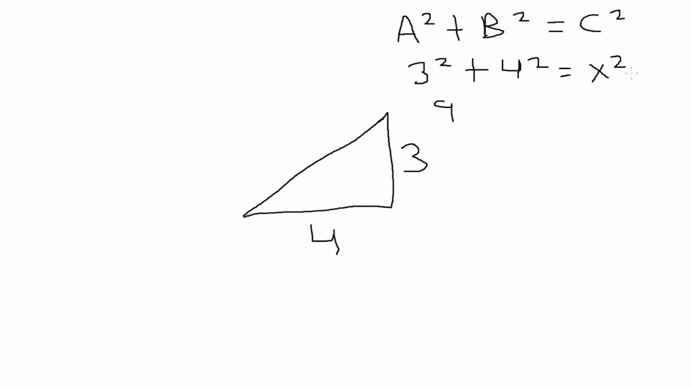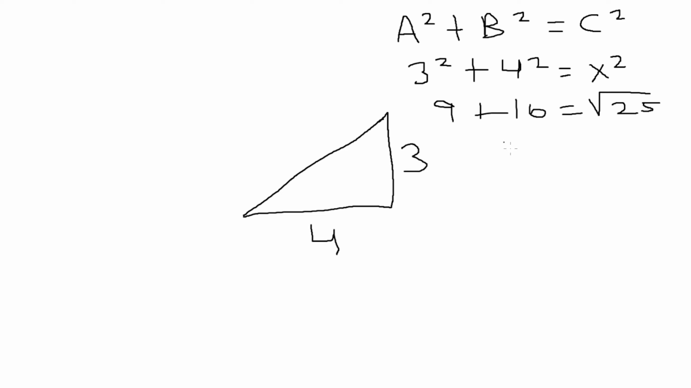And so 3 squared, obviously 9, 4 squared, 16. And then we need to do the square root of 25, because x is squared. So since x is squared, we'll have to do the square root to find just x. Because 25 equals x squared, so we have to get the square root of 25 to find x. So that's obviously 5. So that means our hypotenuse is 5.